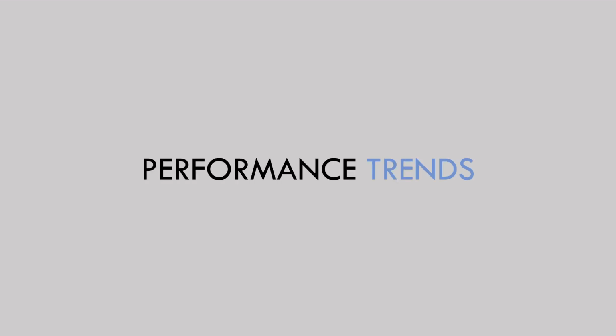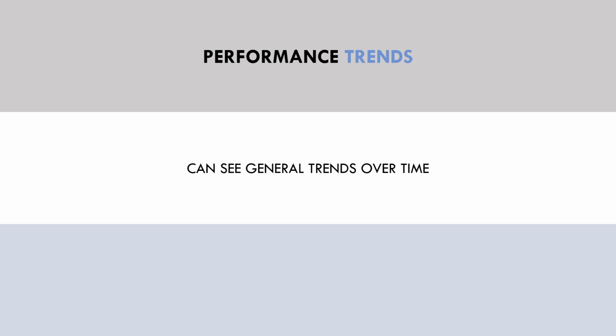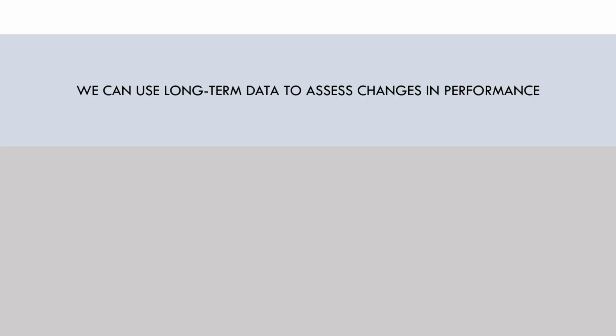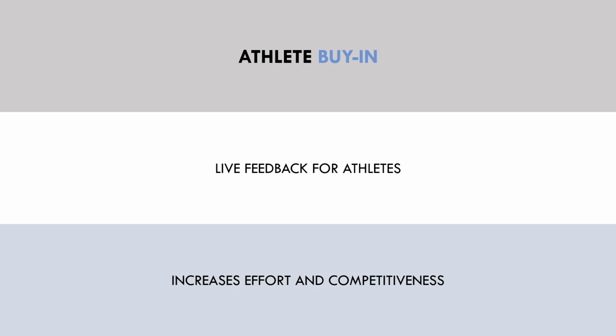The first major benefit is that we can establish long-term trends in performance. So rather than relying on a single data point, we can use data over weeks and months to see how an athlete's performance is changing on average. The second benefit, and arguably the most important, is for athlete buy-in. If we give athletes numbers on how they are performing, then they will usually be more competitive and put in more effort during the training session.